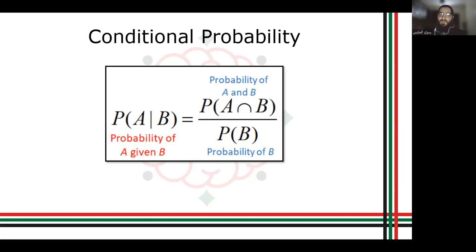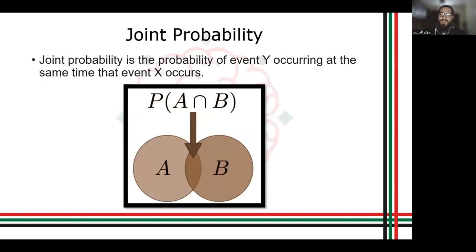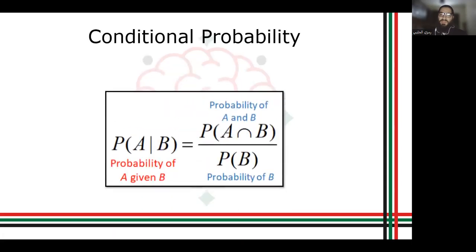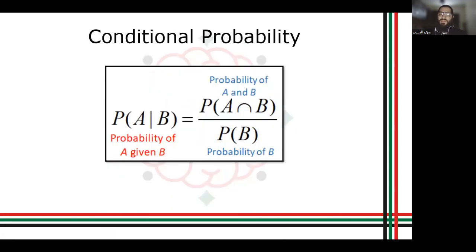So it's basically the probability of A inter B, which is what we just saw, joint probability, divided by the single probability, or we call it the marginal probability of B, which is the event that already happened. So now I'm going to introduce these concepts.